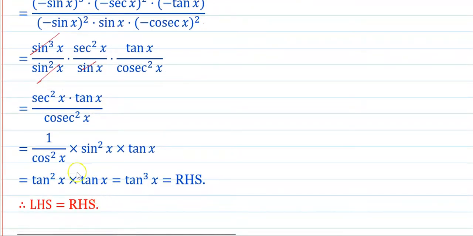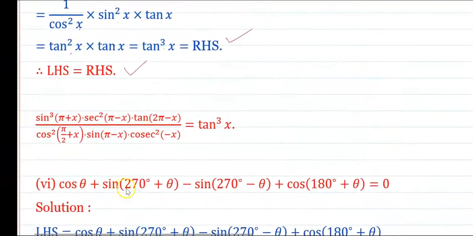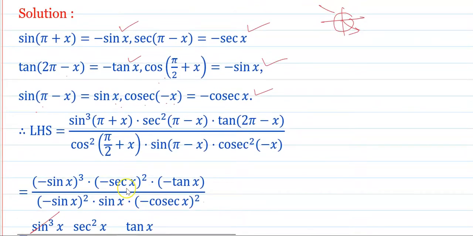Now next. Okay, sec square x means what? 1 upon cos square x. Next, 1 upon cosec square x means what? Sin square x, and this is tan x. Okay, next 1 upon cos square x and this is sin square x. Sin square x upon cos square x, you will get tan square x into tan x, you will get tan cube x, and that is equal to RHS. Hence LHS is equal to RHS and the result is proved. Okay, you can watch it again.